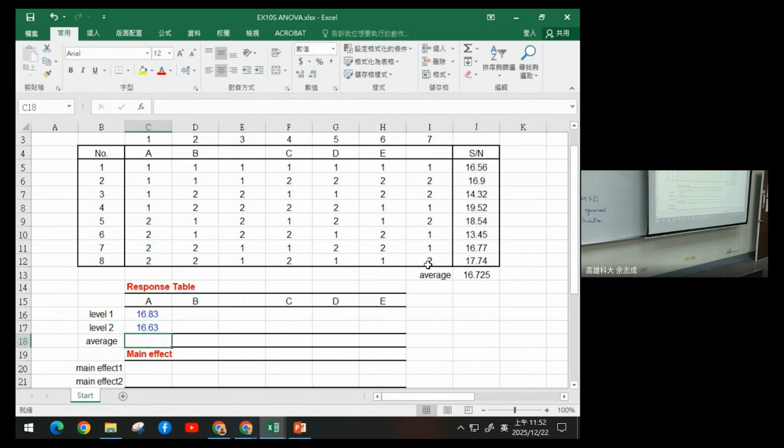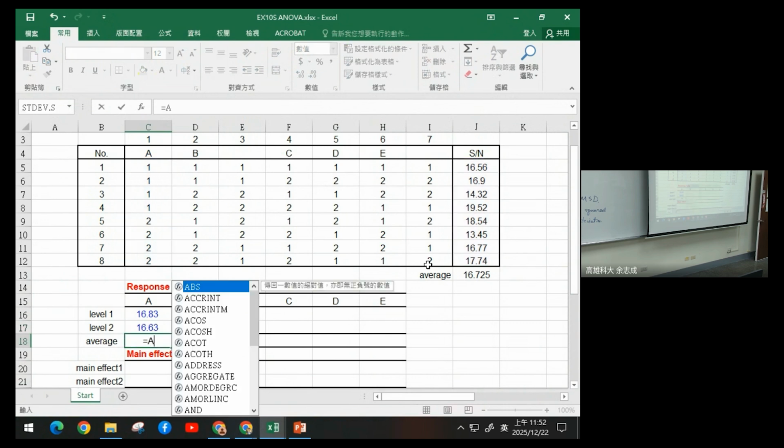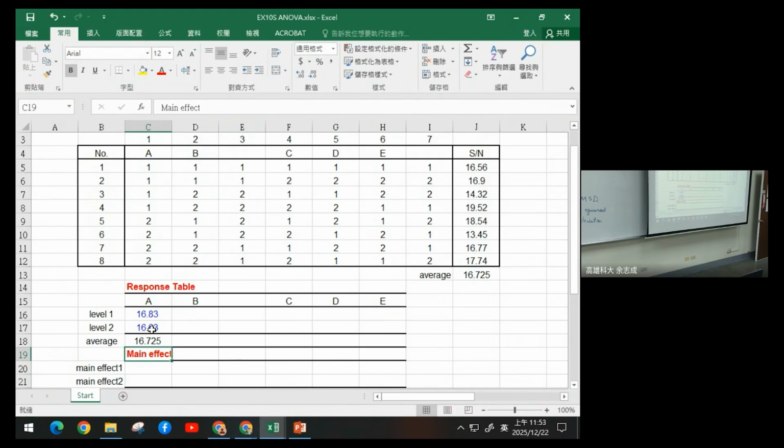All right, and this is the total average, only as a check to see if they are correct. If they are the same, 16.72, these two are the same, which means that you are okay, right? We're using this one as a correctness check.